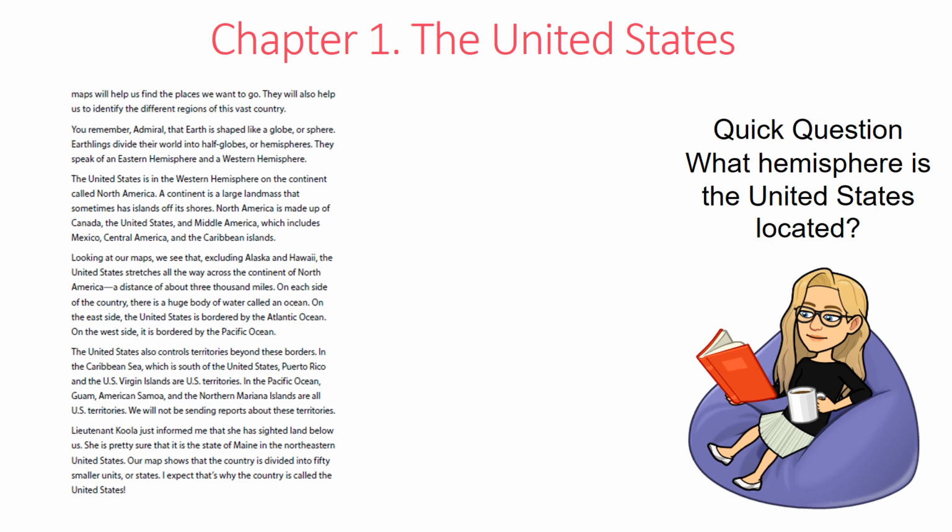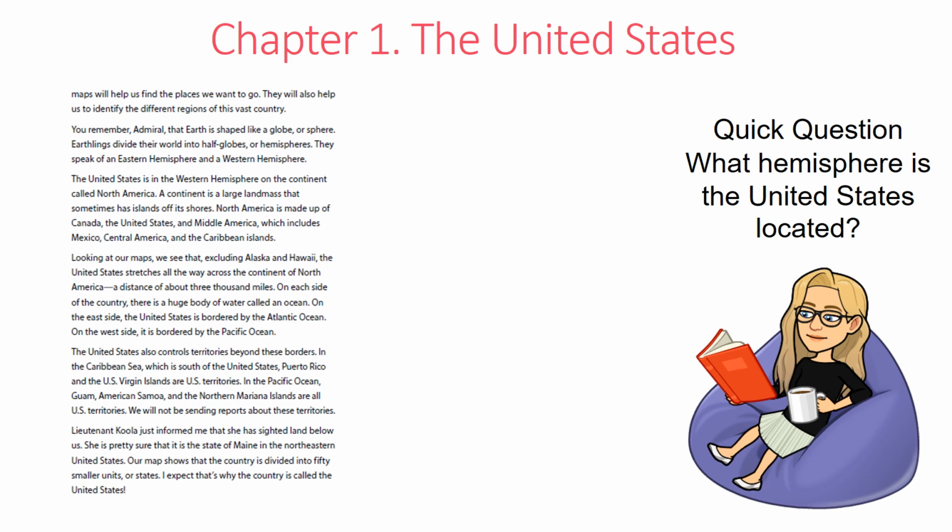On each side of the country, there is a huge body of water called an ocean. On the east side, the United States is bordered by the Atlantic Ocean. On the west side, it is bordered by the Pacific Ocean. The United States also controls territories beyond these borders. In the Caribbean Sea, which is south of the United States, Puerto Rico and the U.S. Virgin Islands are U.S. territories. In the Pacific Ocean, Guam, American Samoa, and the Northern Mariana Islands are all U.S. territories. We will not be sending reports about these territories.